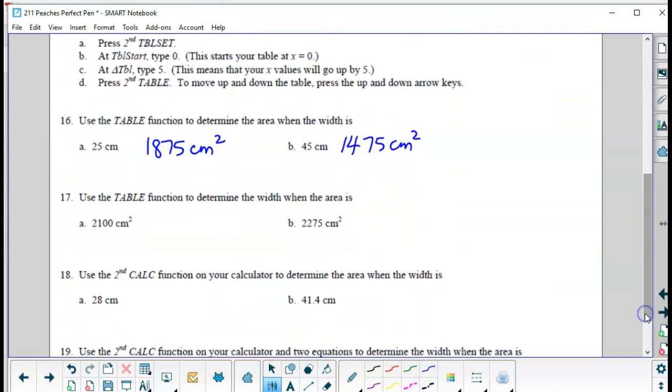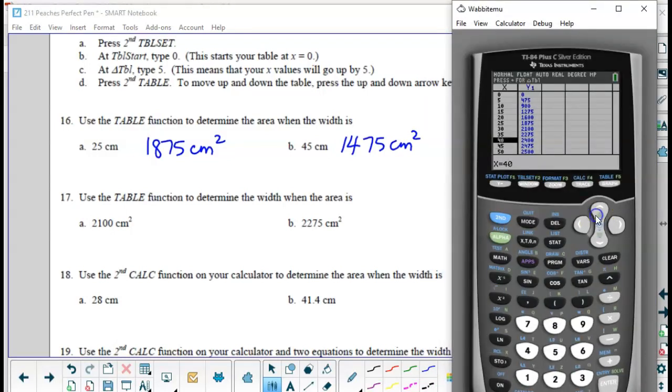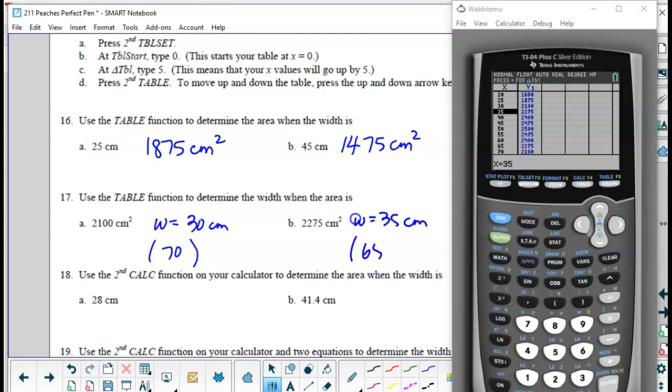Use the table function to determine the width when the area is 2100. So look up 2100, there is 30. And you'll find it again when x is 70. So this is width equals 30 or 70. 2275 is 35, so if you cursor to 2275, that's 35, which is or 65.